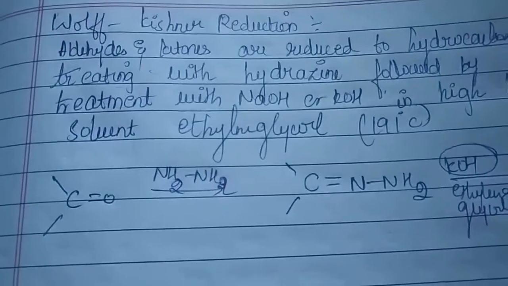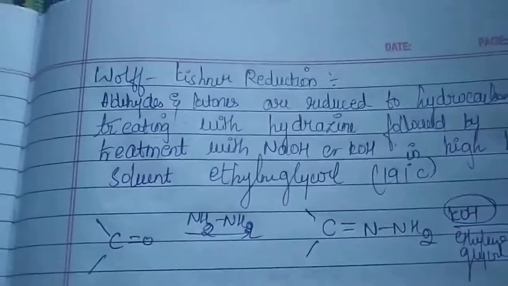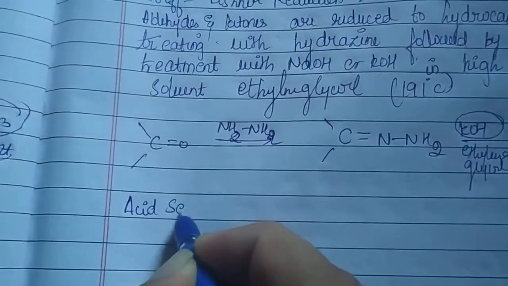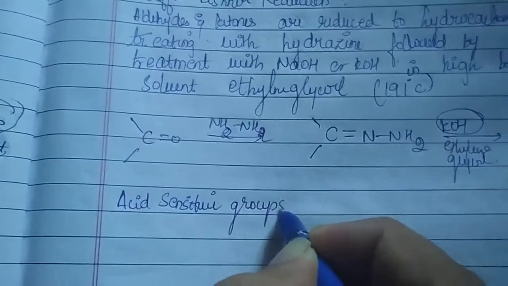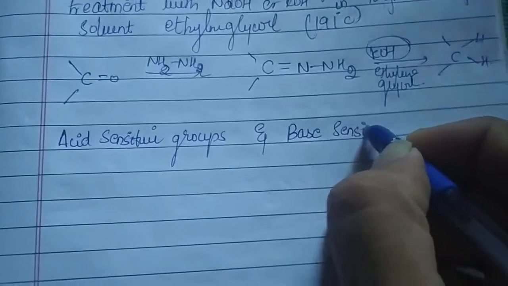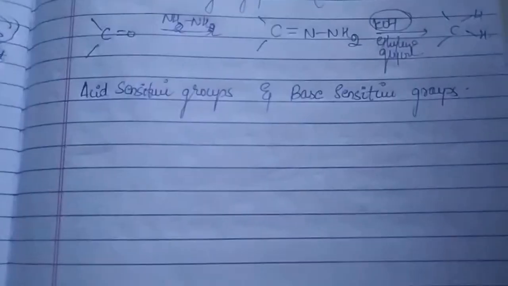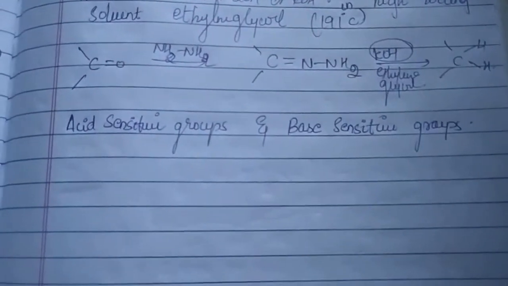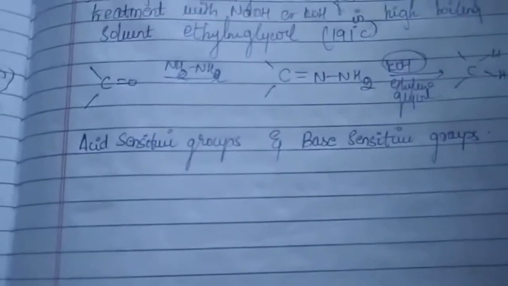Now you can ask me the second question. What is the logic behind this? We'll come to know this logic when we deal with the concept called acid sensitive groups and base sensitive groups. So guys, in order to understand about acid sensitive groups and base sensitive groups, I would like to give the explanation by taking an example.